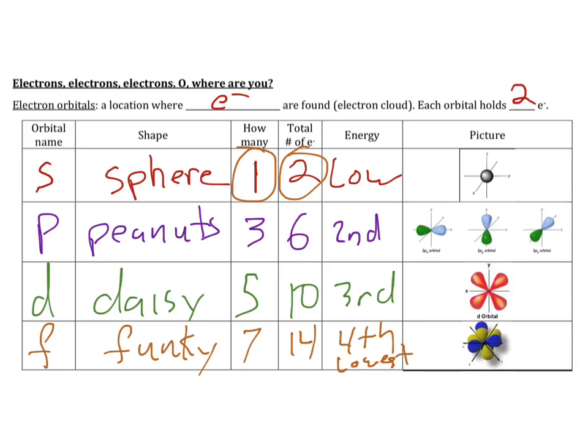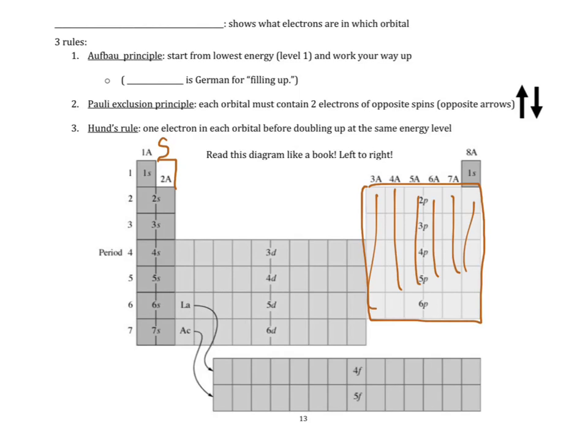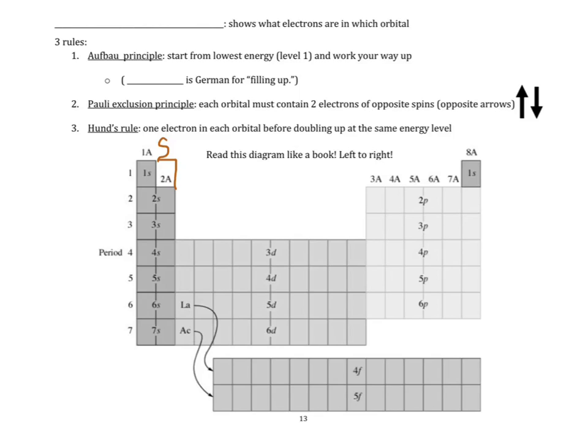All right, let's go ahead and talk about the p orbitals. The p orbitals have 3 orbitals and 6 electrons, and if you take a look, the p orbitals are right here. Again, there can be 6 electrons. Notice how it's 1, 2, 3, 4, 5, 6 columns in the p orbitals. There's 6 columns in the p block because there's 6 electrons that go in the p orbitals.